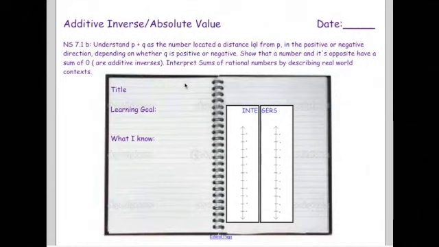Show that a number and its opposite have a sum of zero, and that means that they are additive inverses, and interpret sums of rational numbers by describing real-world contexts.